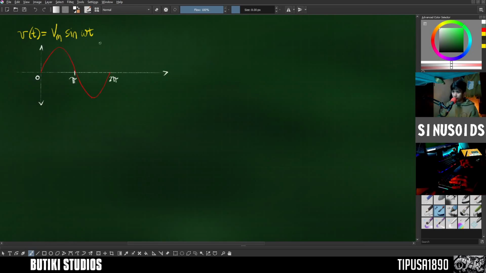So basically, this is just your sine wave. You have your maximum, Vm, here, and omega t with respect to the argument. But let us now go for a more general approach. When I say more general, waves do not always start here at 0 and then move the way like this.